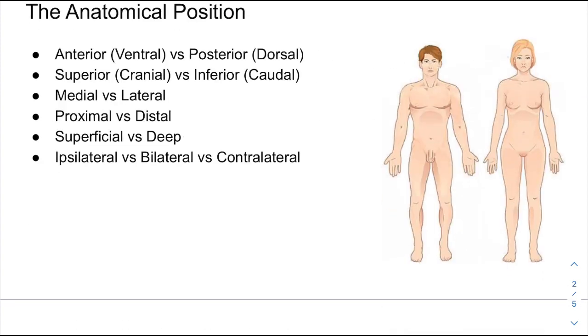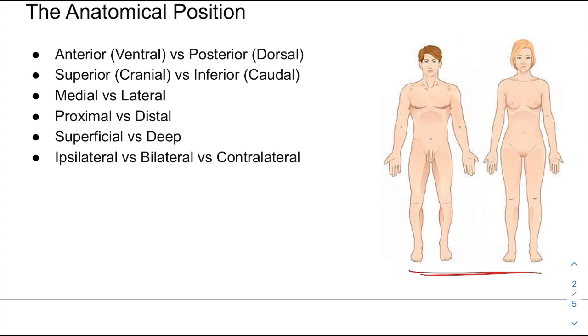So first and foremost, we have to begin with the anatomical position. This is when the body is standing upright with its arms to the side and its palms facing out. I know this seems like a small detail, but its palms facing out is very, very important because it shows that certain vessels and bones are going to be lateral, or on the outside, as compared to medial, or closer inwards towards the trunk. So the palms facing out is actually quite an important thing.